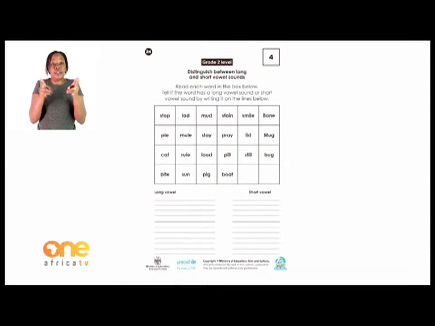You are going to read each word in the box below. Tell if the word has a long vowel sound or short vowel sound by writing it on the lines below. If it has a long vowel sound, write it on the left side. If it has a short vowel, write it on the right side. The words are given to you there in the table above.